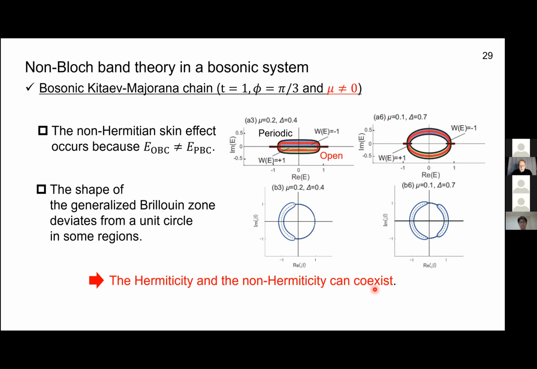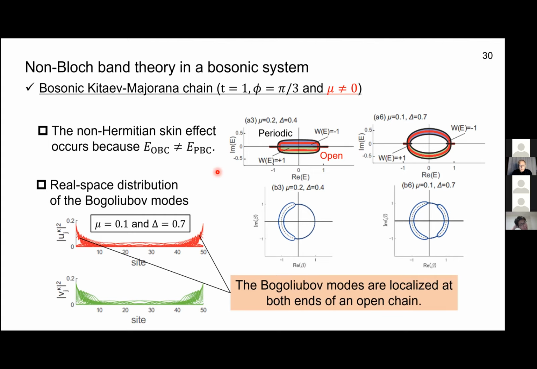And finally, I show the real space distribution of the Bogoliubov modes as this. At the boundaries, the Bogoliubov modes are localized. And importantly, this localization appears at both ends of an open chain.